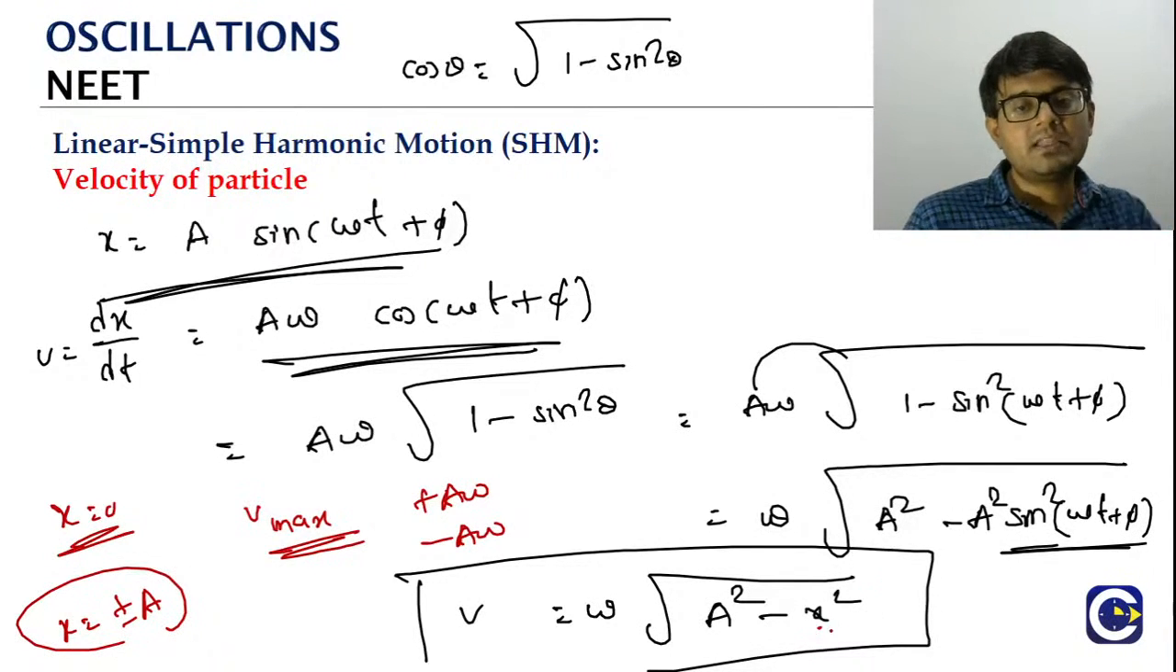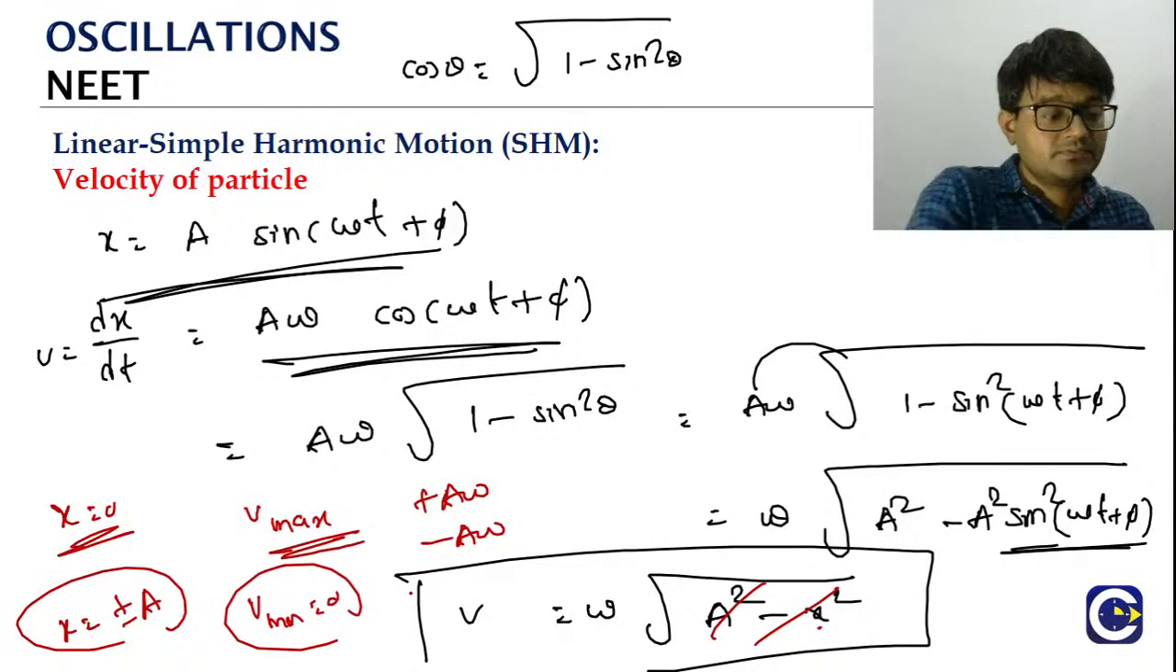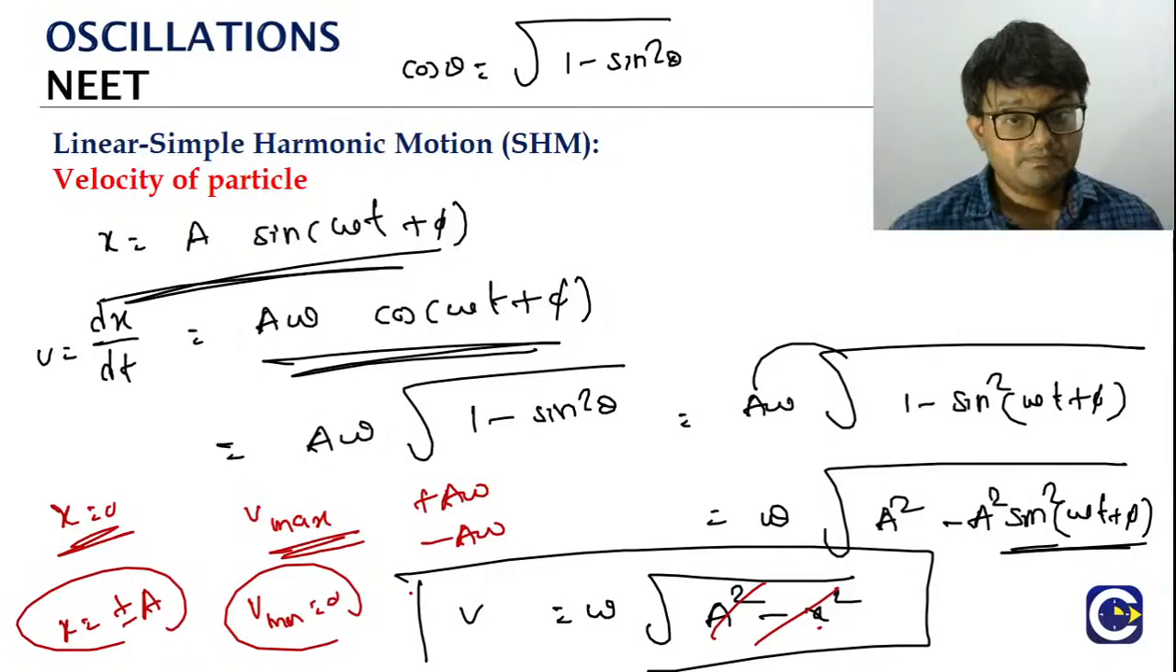If you substitute plus a or minus a for x and square it, it becomes a square, so a square cancels. Then the velocity will be minimum, which is 0. So at the mean position the velocity of the particle will be maximum.